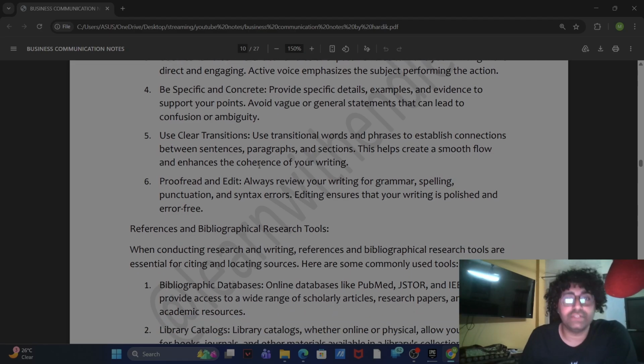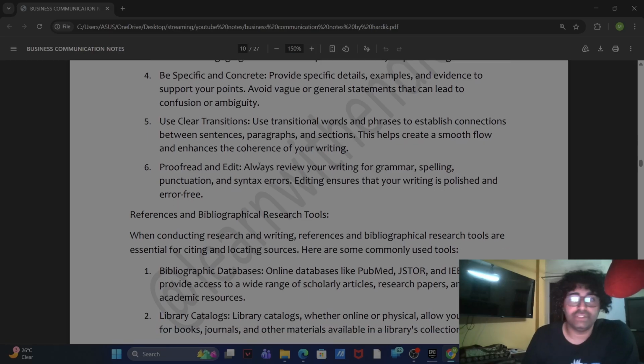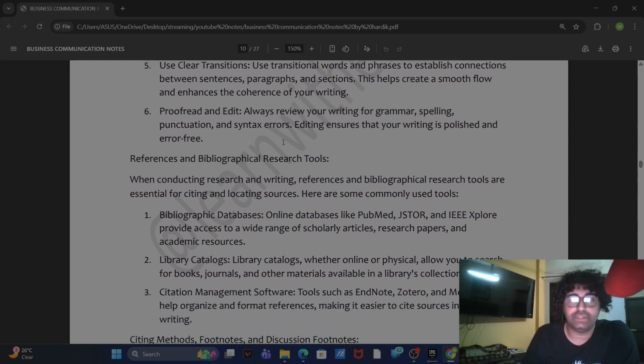Use clear transitions. Use transitional words and phrases to establish connection between the sentences, paragraphs, and sections. This helps create a smooth flow and enhances the coherence of your writing. Proofread and edit. Always review your writing for grammar, spelling, punctuation, and syntactic errors. Editing ensures that your writing is polished and error free.